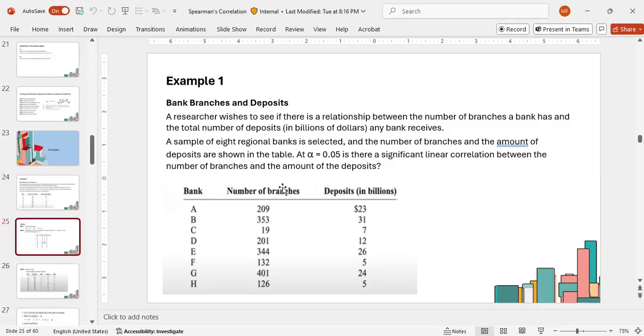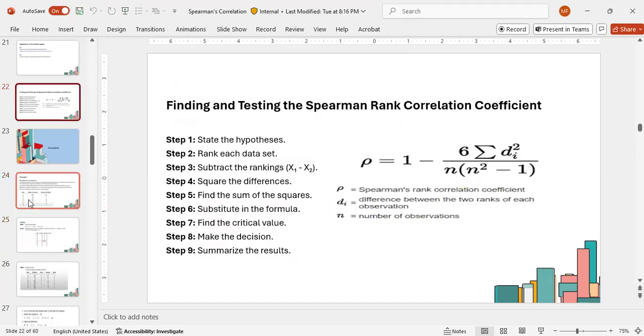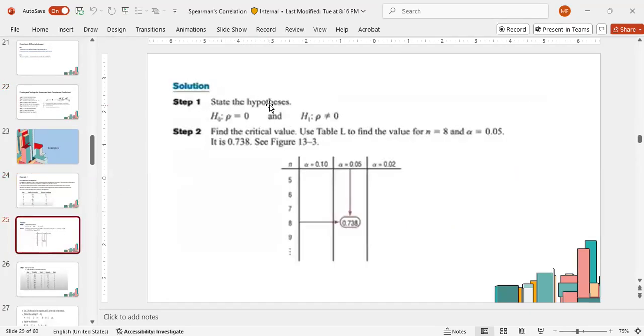We'll move in a stepwise direction, as I have told you in this slide. Now we will apply all these steps here. The first step is to state the hypothesis. We have to state both the null hypothesis and the alternate hypothesis. The null hypothesis will say that rho is equal to 0. This means that there is no correlation between the two variables. And the alternate hypothesis will say that rho is not equal to 0, or there is some sort of relationship between the two variables.